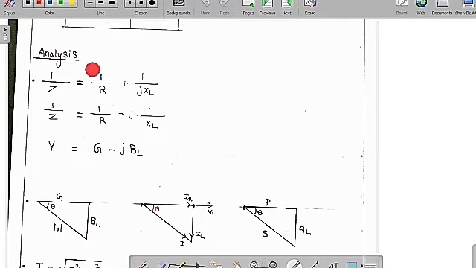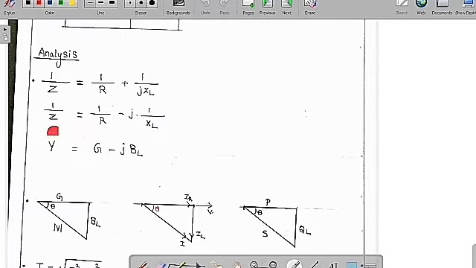Because this is a parallel circuit, by using the net impedance, 1 by Z is equal to 1 by R plus 1 by jXL, because this is an impedance network, so it is j omega L, therefore jXL. Now I am going to do the cross multiplication: j by j square is nothing but minus j. So we get 1 by Z is equal to 1 by R minus j by XL.